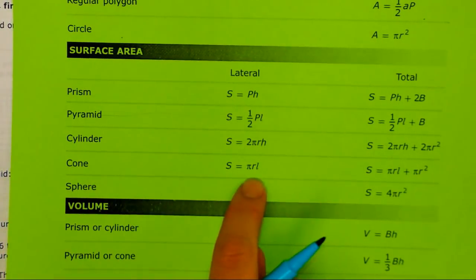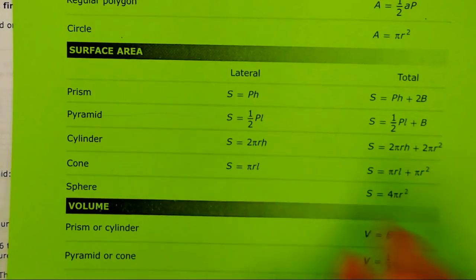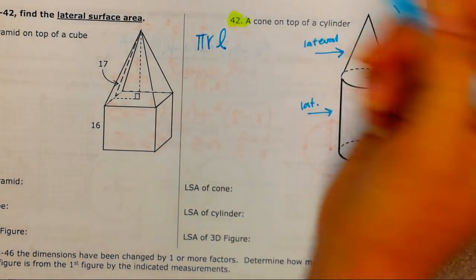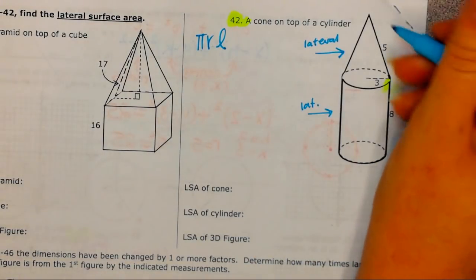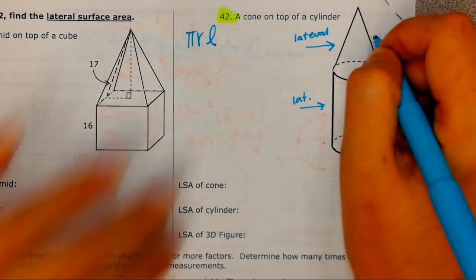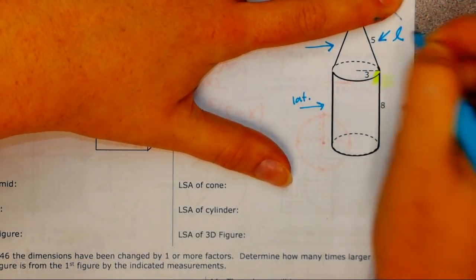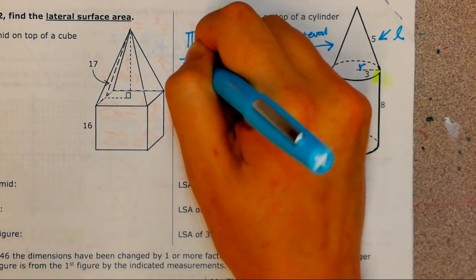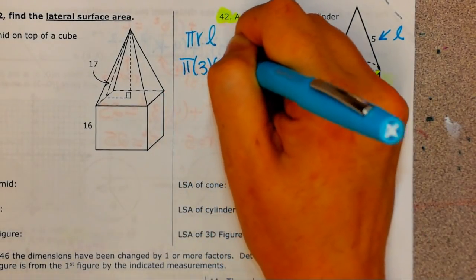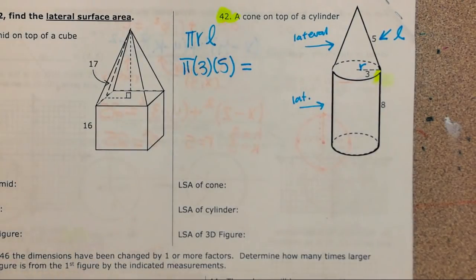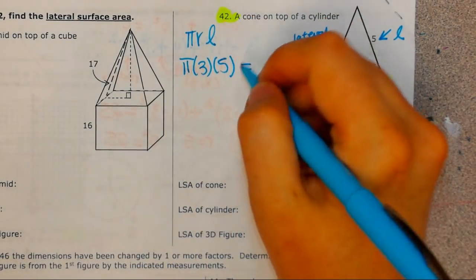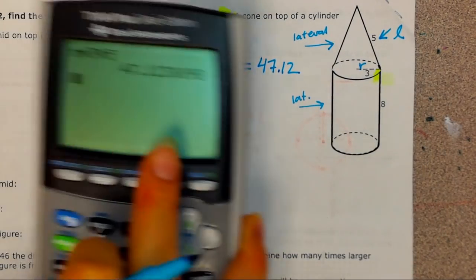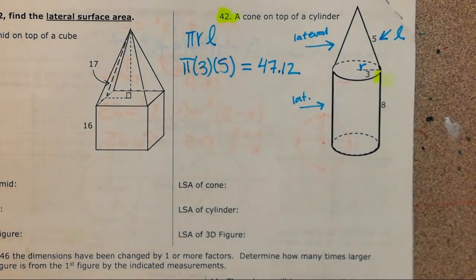For cones, the lateral surface area is written as pi RL. Okay, so we're going to go ahead and get this part. So our slant height is given to us, it's 5. Our radius is given to us, it's 3. So pi times 3 times 5. And that's equal to 47.12. Let's see what I put in the calculator. Okay.